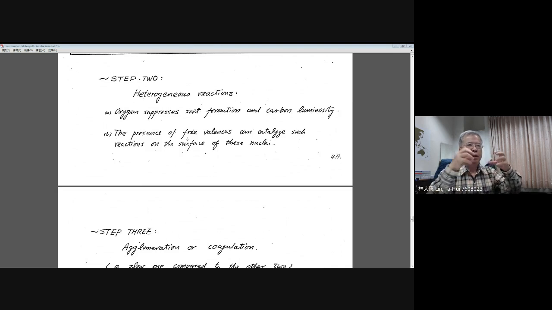One is if you have two molecules, two particles, they hit together, then the size becomes large, right? But the other way is they have a chance to meet with oxygen, okay? Now, those oxygens will suppress the soot formation because they will have a surface reaction, and they will reduce the carbon luminosity.